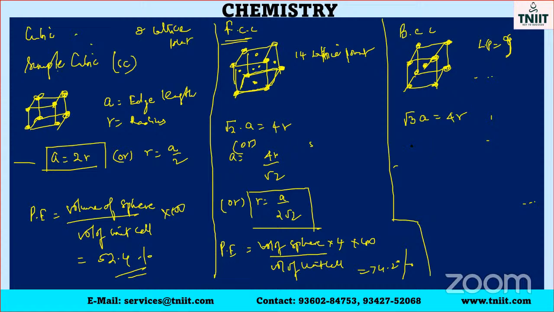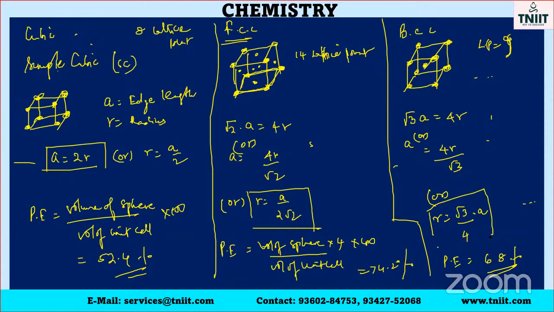Root 3 A is equal to 4R. Or we can write A is equal to 4R by root 3. Or we can write R is equal to root 3 by 4 into A, rearranging the terms. So packing efficiency in the body-centered cubic lattice is 68%. I want you to remember these 3 formulas to work out the problems in the solids chapter.